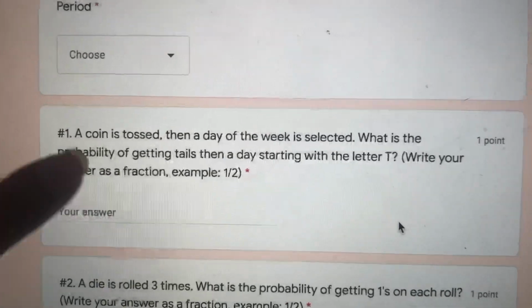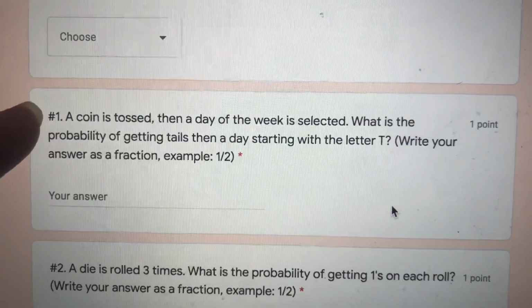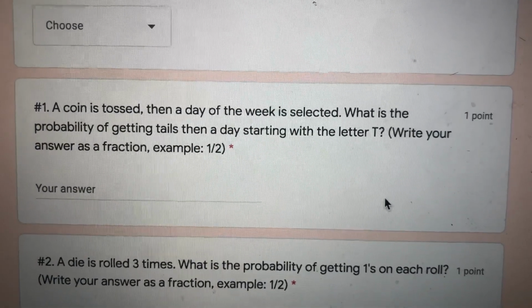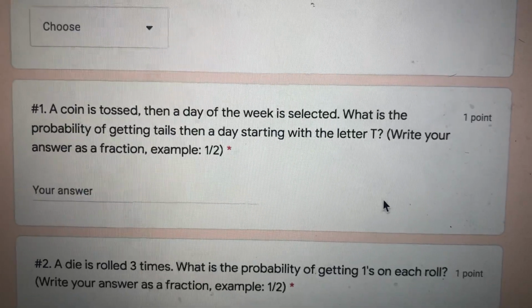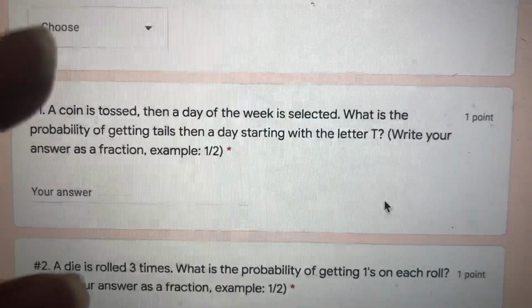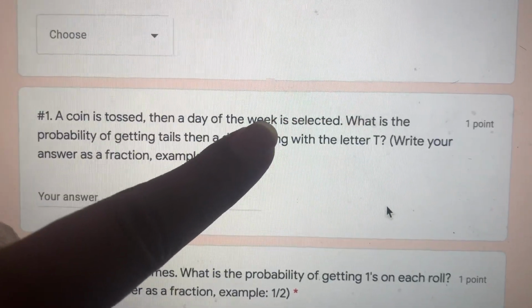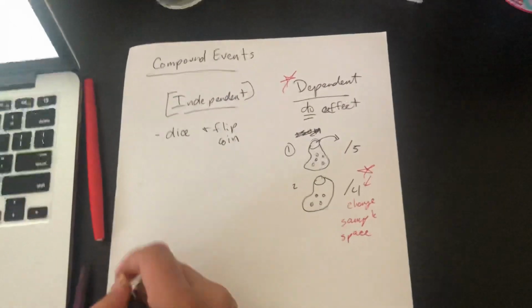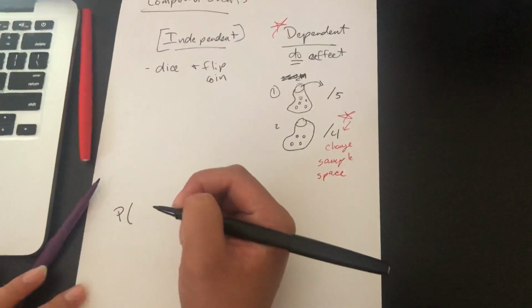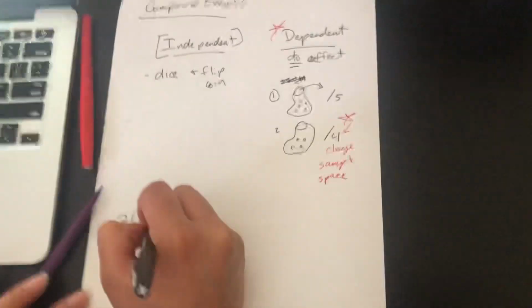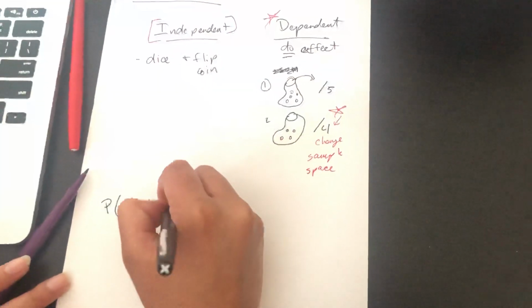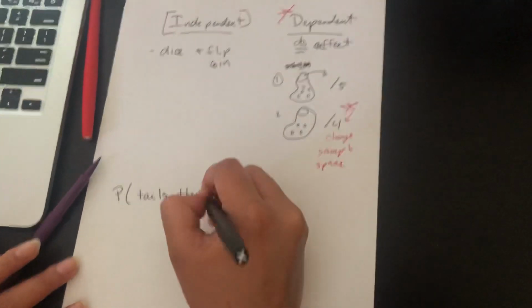The first question has to do with a coin is tossed, then a day of the week is selected. What is the probability of getting tails, then a day of the week starting with the letter T? So there's 2 events going on, right? My event is a coin and then a day of the week. So if we go back to our work, I want to know the probability of getting tails, then selecting a T.